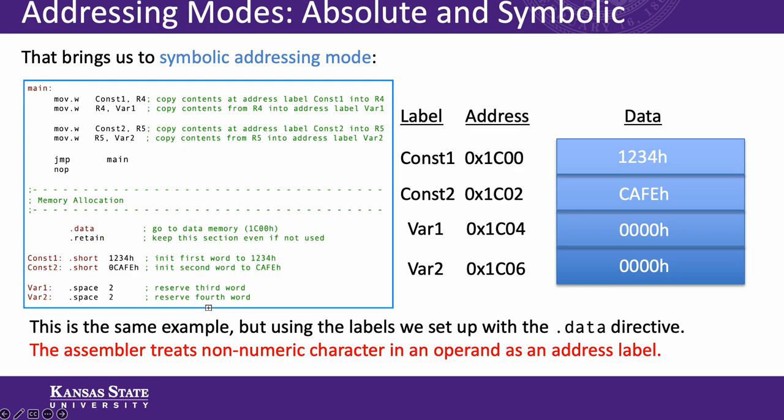And you may ask, where's the special sign that you need, like the ampersand or the hashtag or whatever? You don't need a special sign. The assembler treats non-numeric characters in the operand as an address label. So it sees that and says, oh, that must be an address label. That's why when you put hexadecimal data in, or it doesn't even have to be data, hexadecimal anything, an address or whatever, if the hexadecimal starts with a letter, you need to precede it with a 0. Otherwise, it thinks it's an address label.